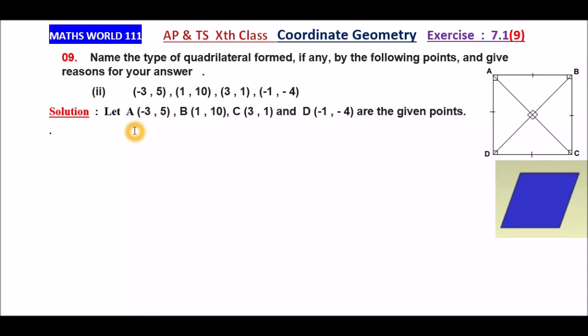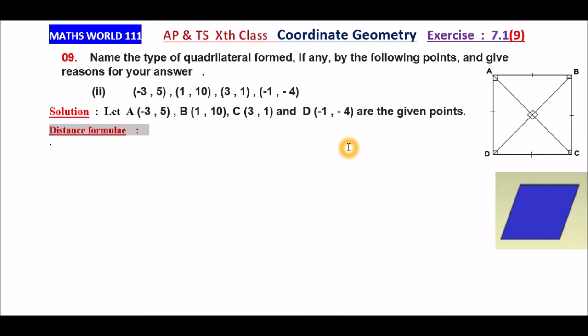So find AB, BC, CD, AD using the distance formula, and also BD and AC. Once we find them, if all 4 sides are equal, AB equals BC equals CD equals AD, and the diagonals are also equal, AC equals BD, then we can say the 4 points form a square.